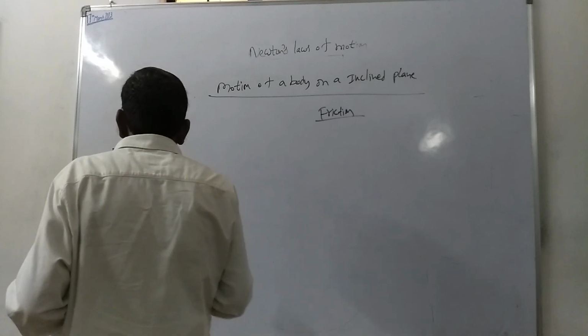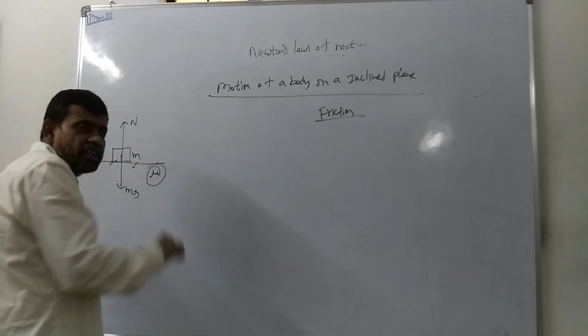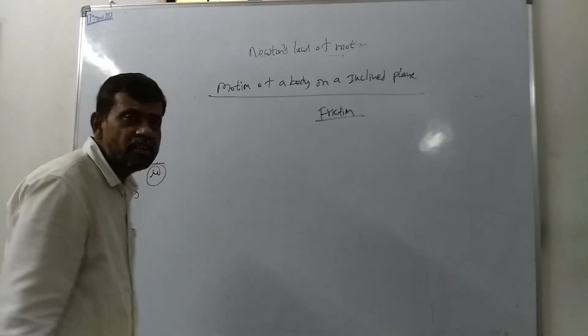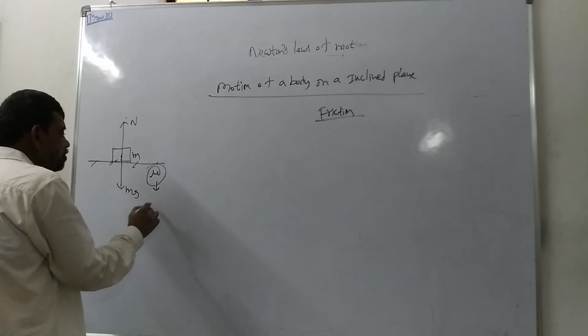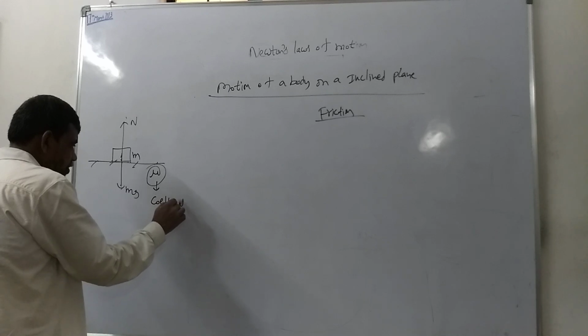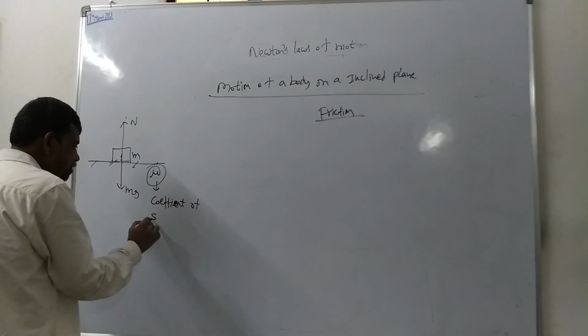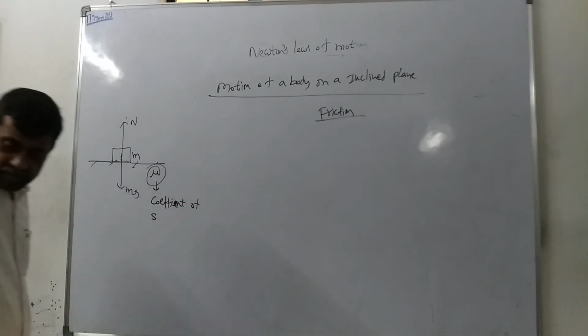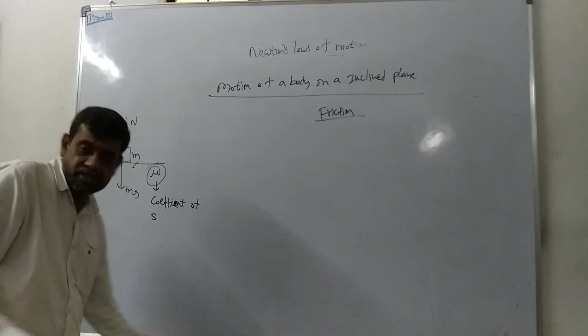Here, mu is the coefficient of static friction. What is mu? Mu is called the coefficient of friction.